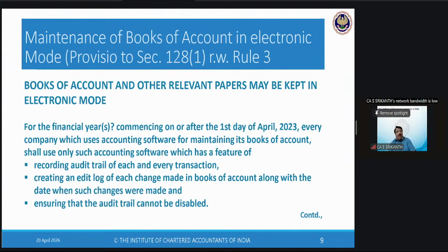Now, one more thing they have said is that there should be something called an audit trail for the financial year commencing on or after the first day of April 2023. Basically, from the first day of April 2023, every company which uses accounting software for maintaining its books of account shall use only such accounting software which has a feature of recording a trail of each and every transaction. Now, what is an audit trail? I'm sure you're quite familiar with audit trail.